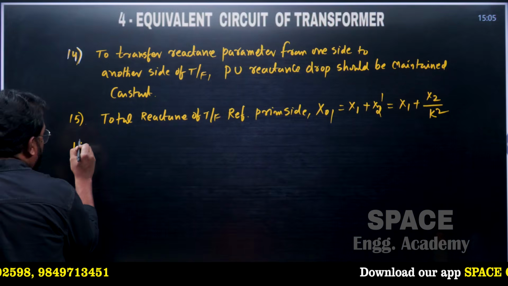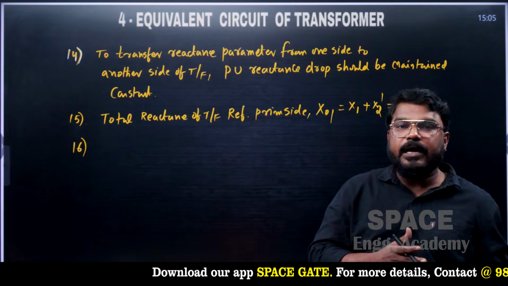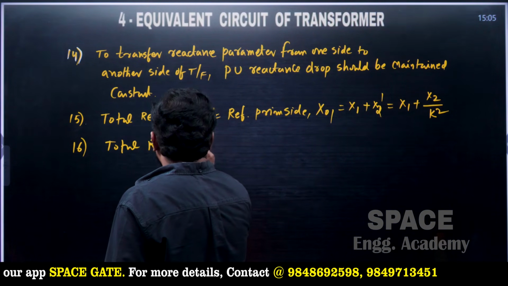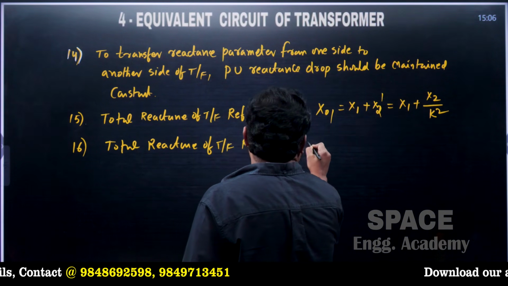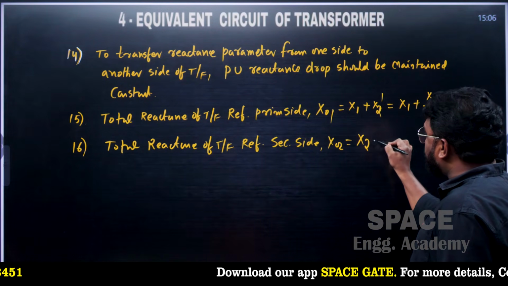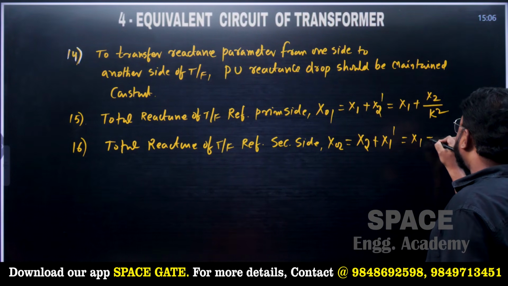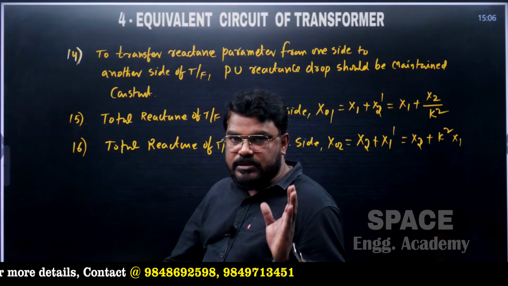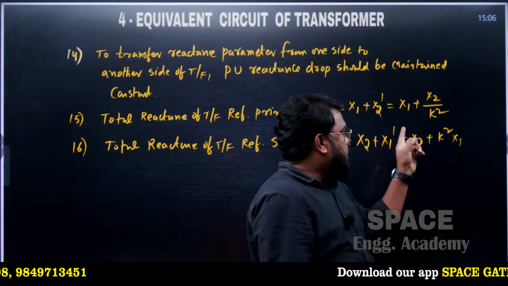Similarly, one more question: how to find the total reactance referred to the secondary side of the transformer. How do we calculate it? X02 is equal to the existing value X2 plus the transferred value X1 dash, which is X2 plus K square X1. So existing value plus the transferred value, where K is the transformation ratio.